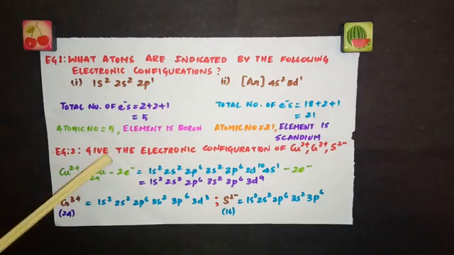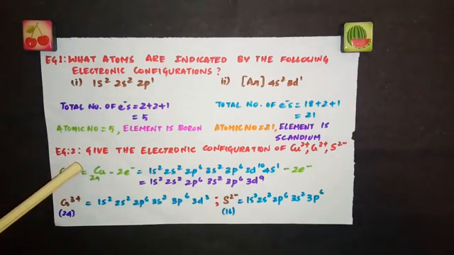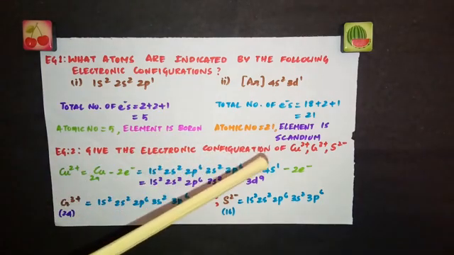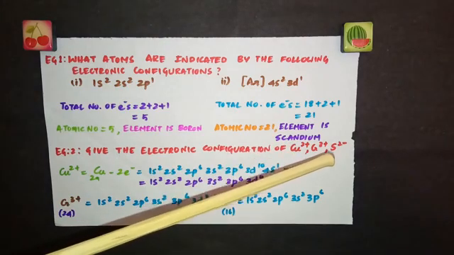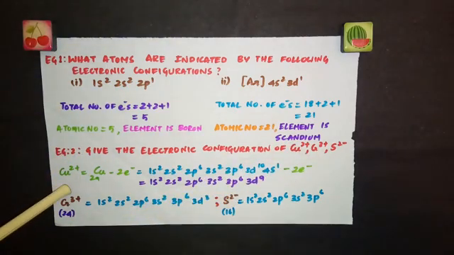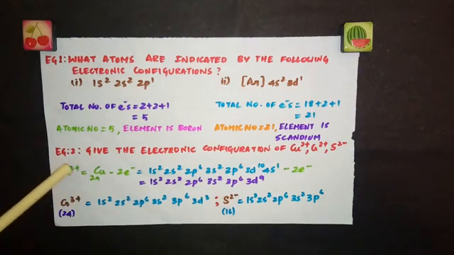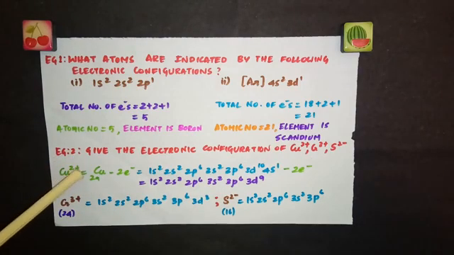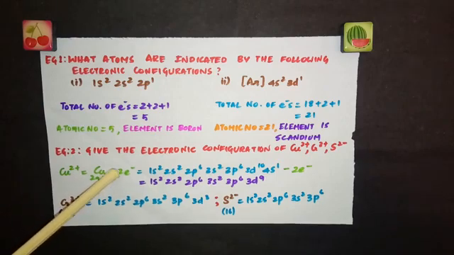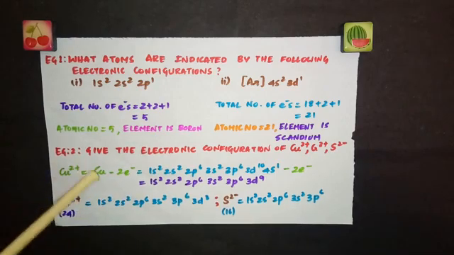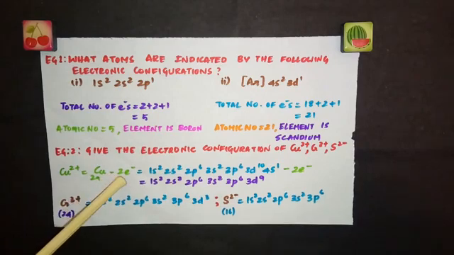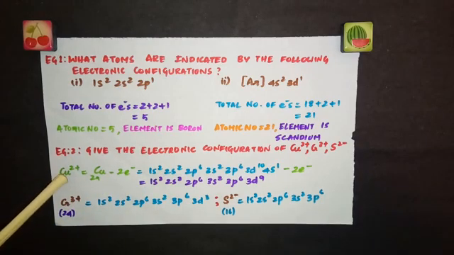Now the next question, give the electronic configuration of Cu2 plus, Cr3 plus and S2 minus. First coming to Cu2 plus. For copper, what is the atomic number? 29. When you say 2 plus, it means 2 electrons are removed. So when you remove 2 negatives, you are getting 2 positive here. So copper without 2 electrons is represented as Cu2 plus.